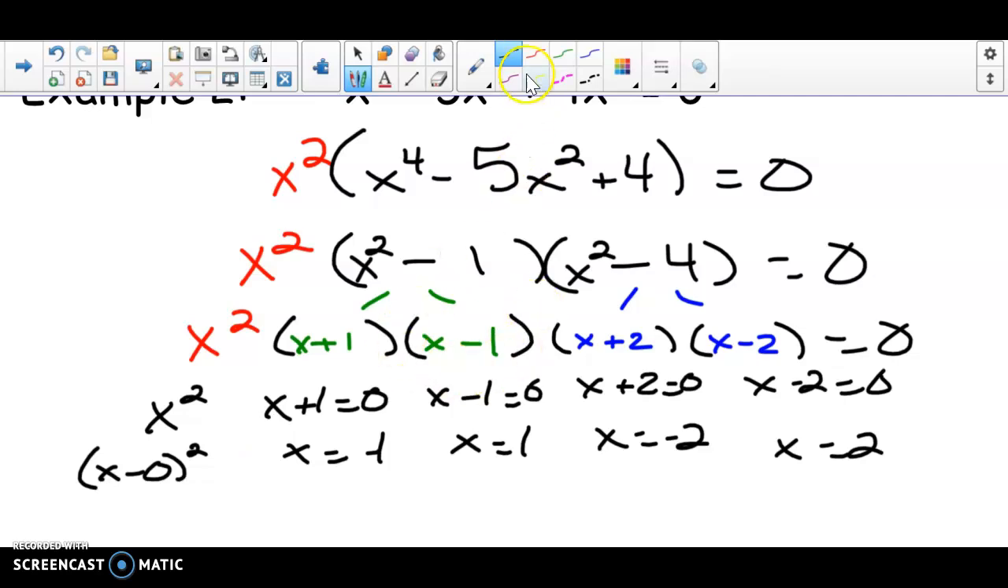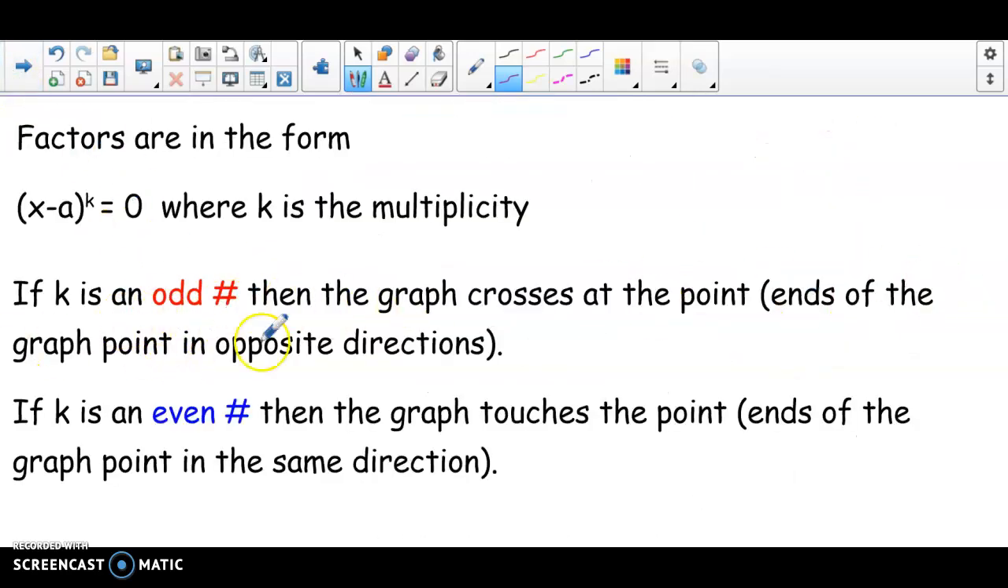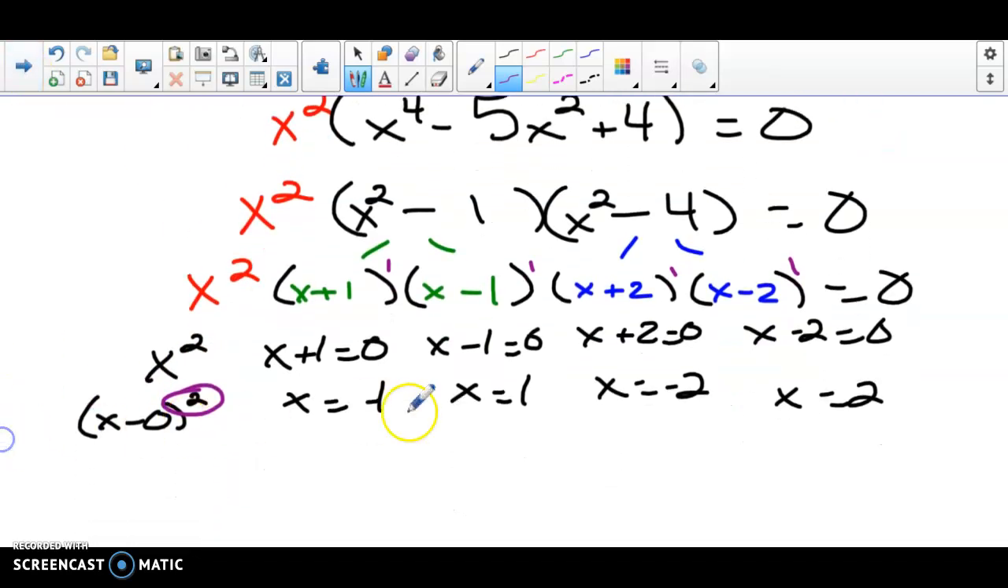Now, all of these factors were 1 here, here, and here. So each one of these has a multiplicity of 1, except for this one. This has a multiplicity of 2. If it has a multiplicity of 1, remember it's going to cross through the x-axis at those numbers. If it has an even multiplicity, 2 is an even number, then the graph is going to touch at that particular point. And in this case, it's going to touch at the point 0.